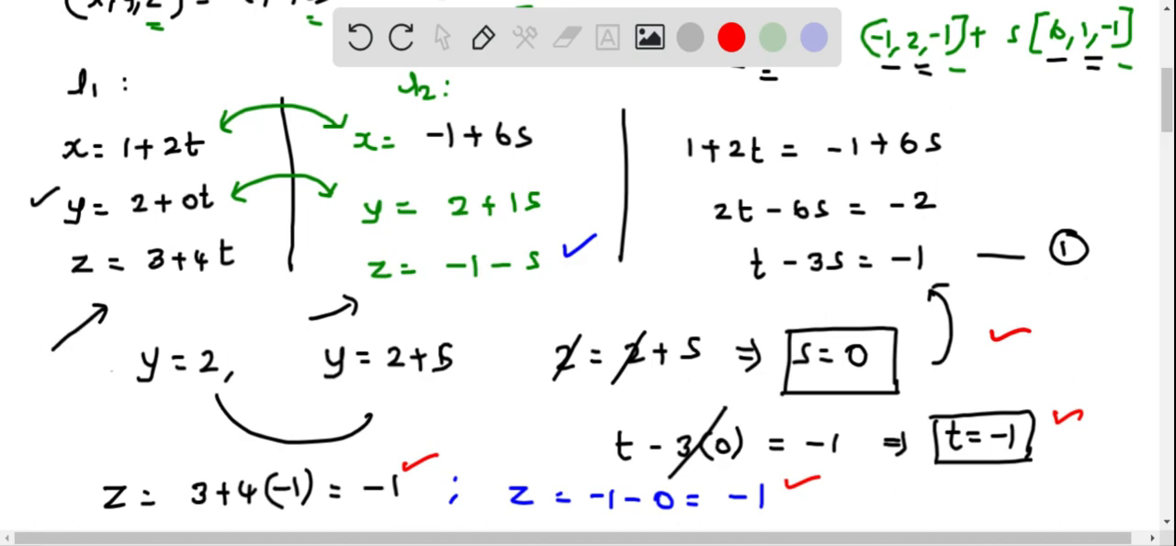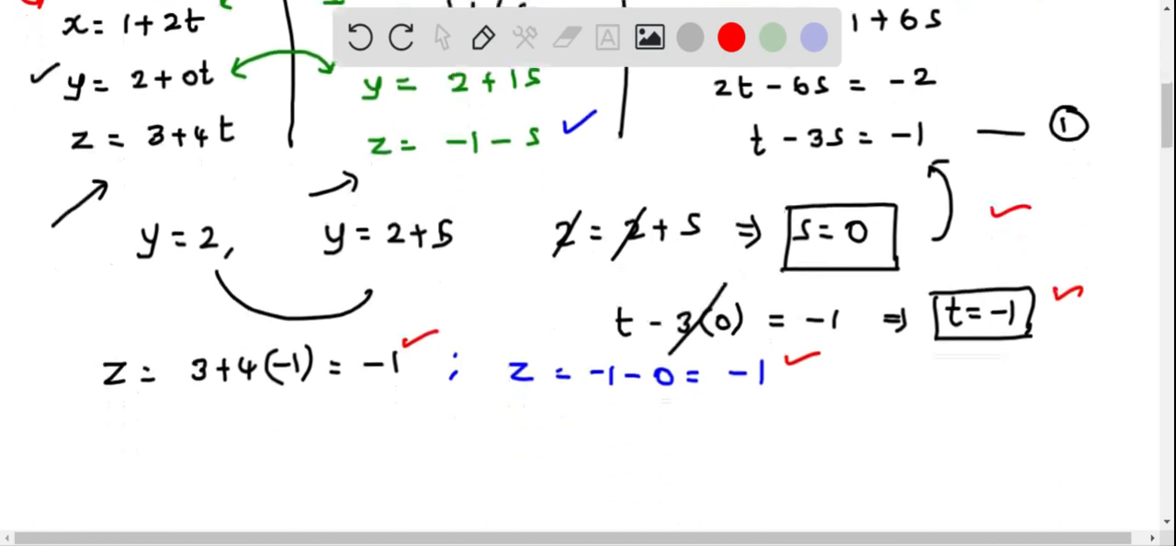So I'm going to substitute in the line 1 equation. That is, I'm going to take the value of t equals negative 1 and substitute into the line 1 equation. So we have x equals 1 plus 2 times t. That is 2 times negative 1. This becomes 1 minus 2 equals negative 1. So we found the value of x equals negative 1, and y is already, that is 2 plus 0t. So that is y equals 2.